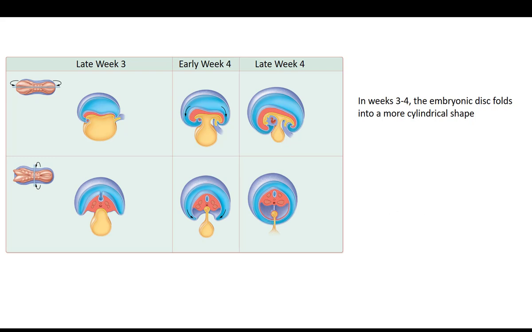So once this folding has occurred and all of the components are in place, those 3 distinct layers are going to start forming into organs. And we call that process organogenesis. So these 3 primary germ layers eventually will form all of the major organ systems of the body.